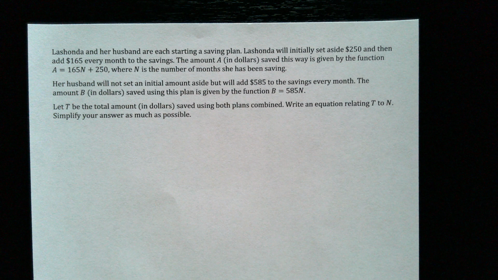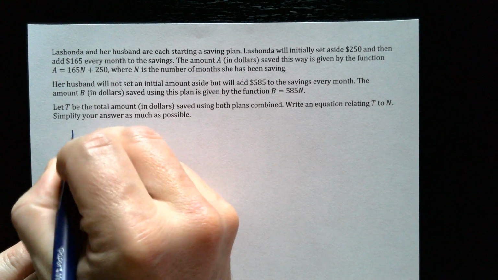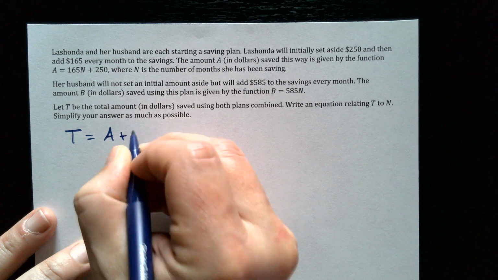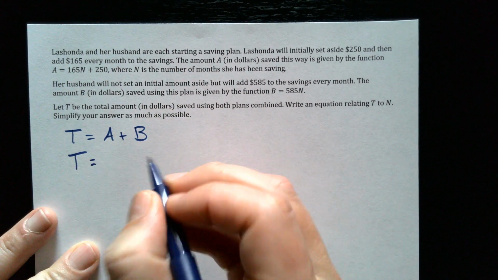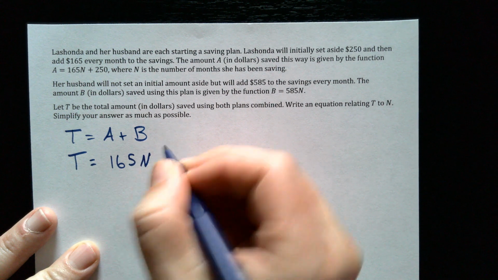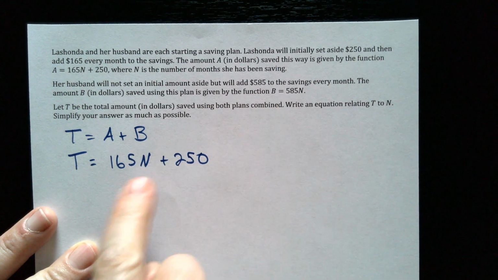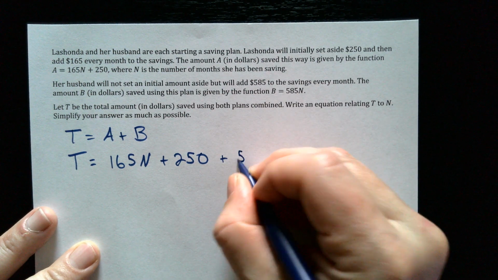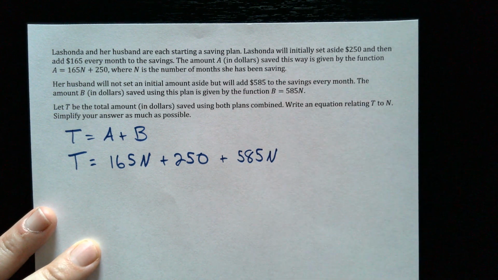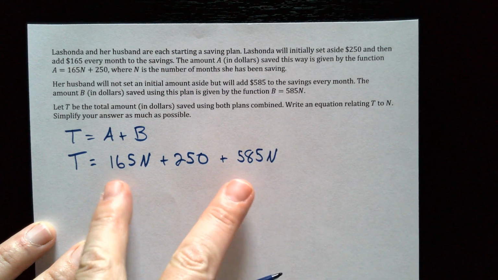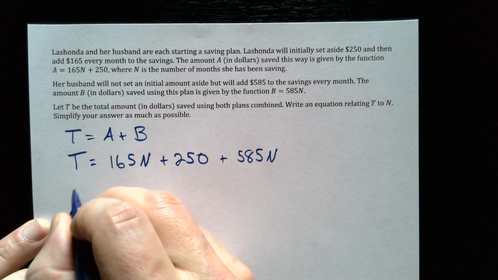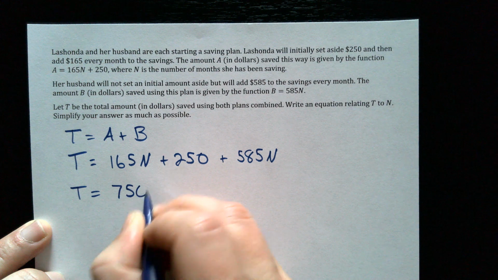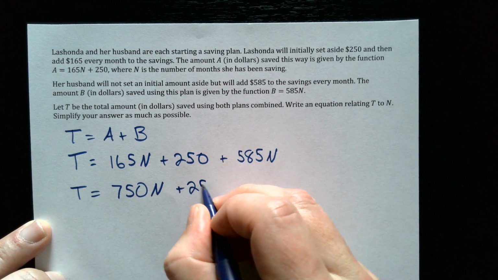Okay, so T is the total. They're both saving together, and we want to know how much both of them are saving per month when we combine them. So that's going to be an addition problem. So T for total is equal to A plus B. So T is equal to 165N plus 250. So this is $165 a month plus $250. And then plus B, which is just 585N. And if you add these two numbers up, you get 750N. So T is equal to 750 times the number of months plus $250.